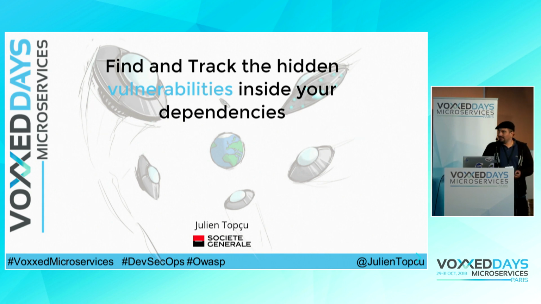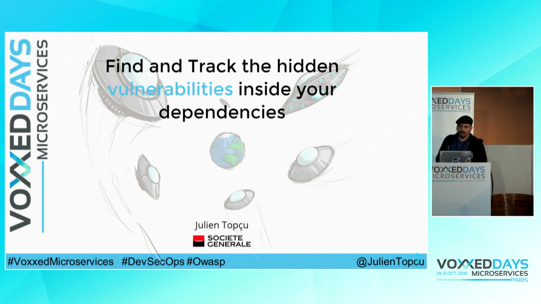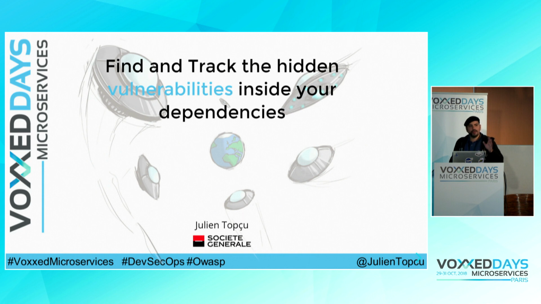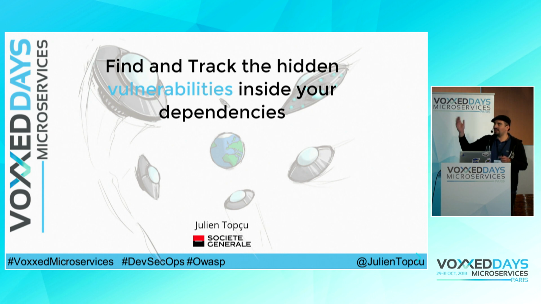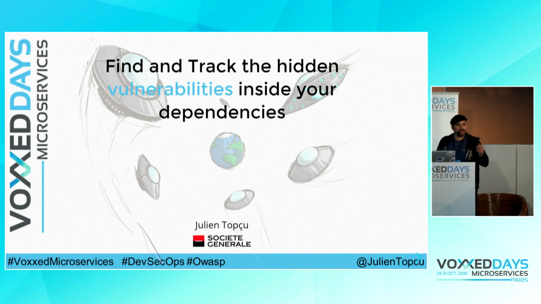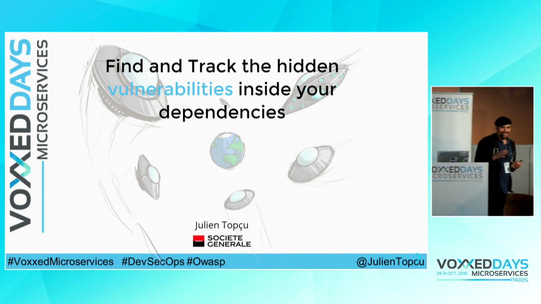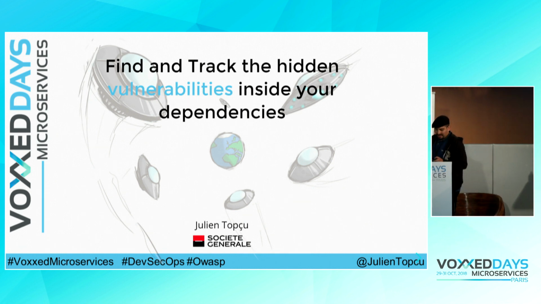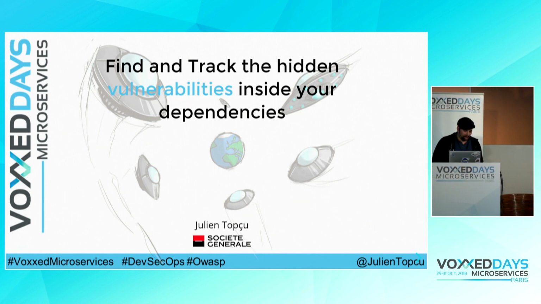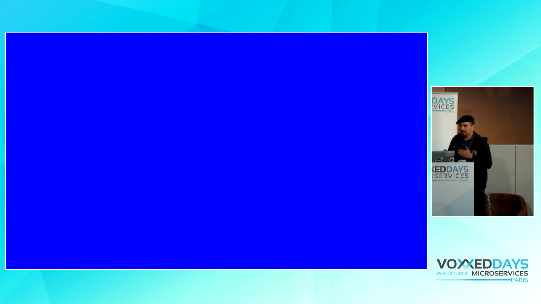So welcome everyone. We will talk a bit about DevSecOps in that talk. But before we start, I would like to know who here is using today tools that let them find and track the hidden vulnerabilities inside the dependencies. Okay? And in those people, who is not on NPM? No, okay. So the thing is that today there's only a few people doing that, and not doing it can be a real problem.